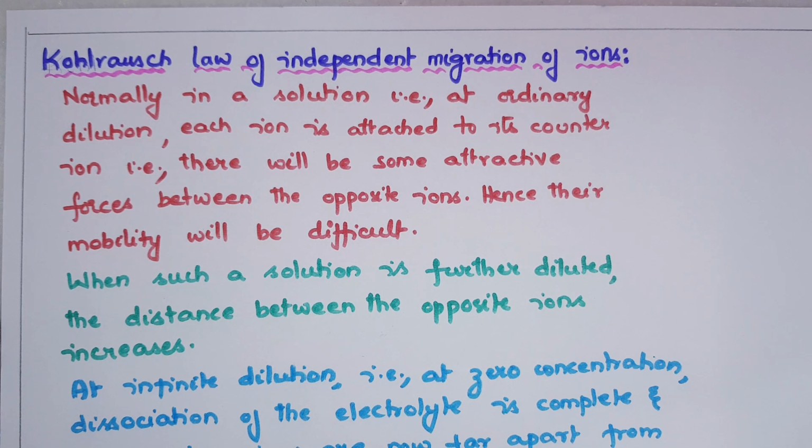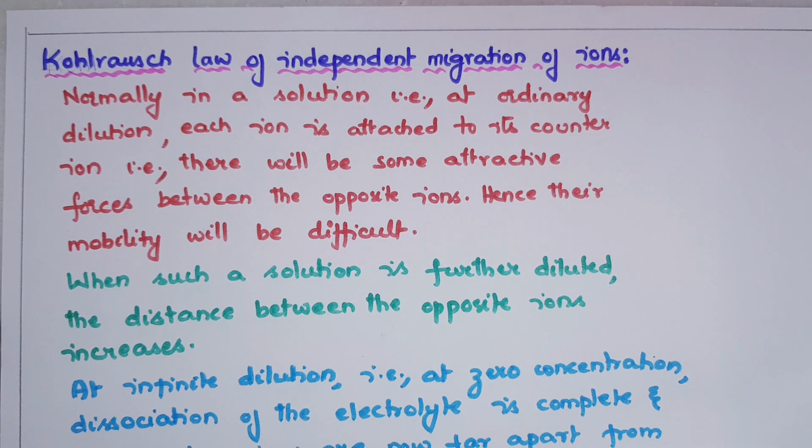Okay. Hence, their mobility will be difficult. What does it mean? Mobility will be difficult means when they are attracted or attached to one another, they cannot move easily. That's what I have written here. Their mobility will be difficult in a solution at ordinary dilution. What is the reason? Positive ion will be attached to the negative ion by some attractive forces.